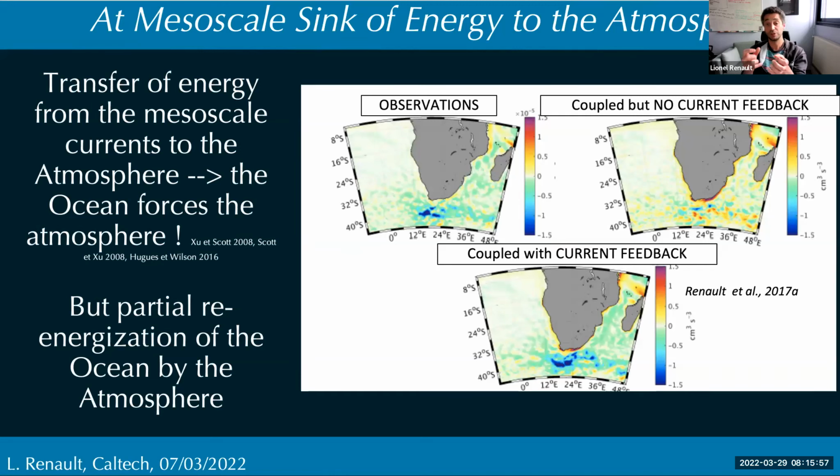So basically, I won't focus on the large scale impact. Basically, we have a slowdown of the mean current induced by the current feedback because we have a reduction of the mean input of energy from the atmosphere to the ocean. But here we focus on the mesoscale, on the transfer of energy from the eddies to the atmosphere. So this is the eddy wind work. As I showed you before in my cartoon, when we have the current feedback, we expect to have a negative eddy wind work.